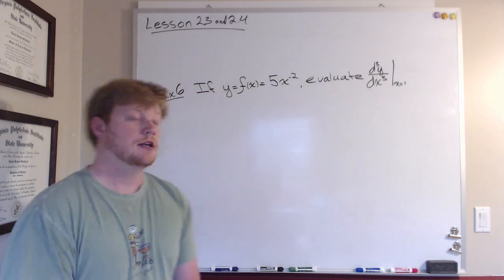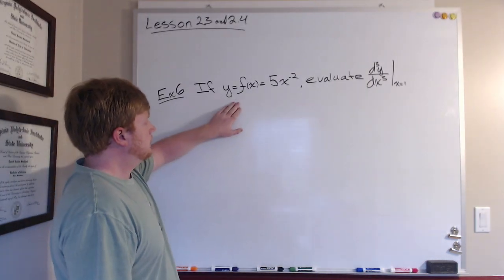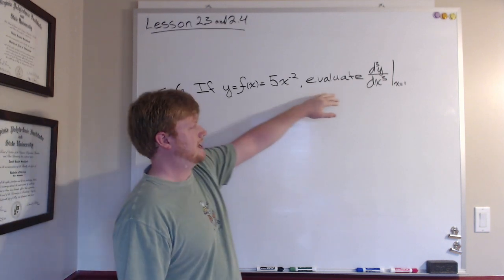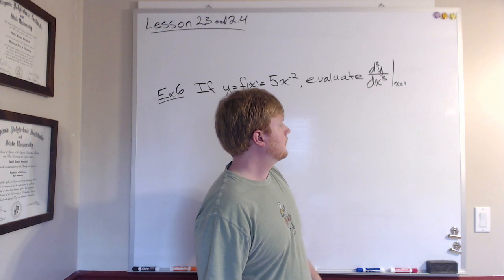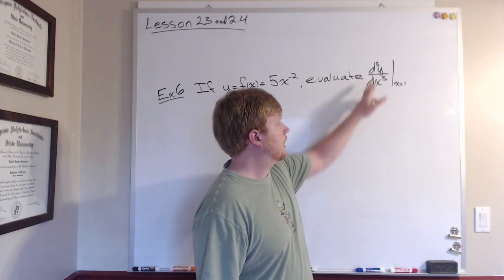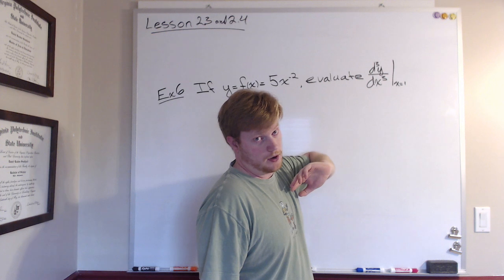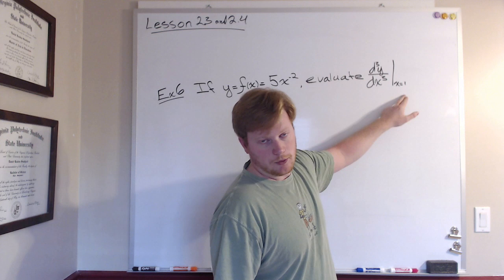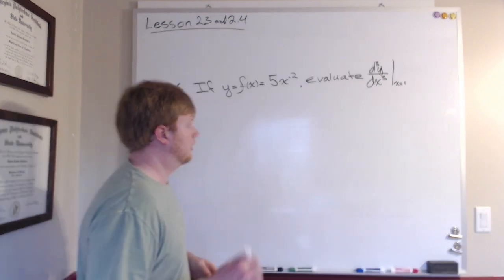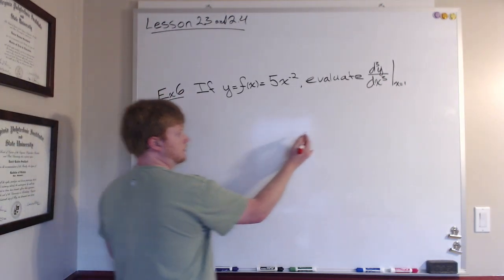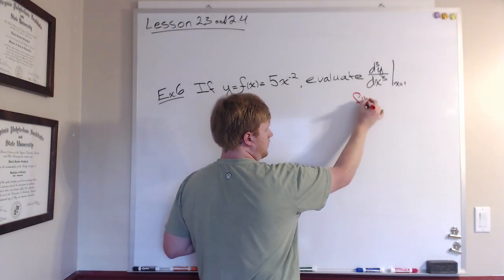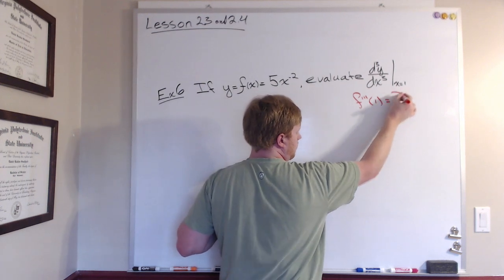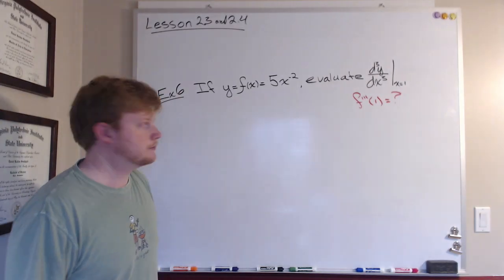Example 6 gives us a function f of x, or y is equal to f of x, 5x to the negative 2, and asks us to evaluate this funny looking thing. So if you're unfamiliar with this notation, again, this is the third derivative of y with respect to x, and it's telling me to evaluate where x is equal to 1. So maybe a more familiar notation to some would be, what is the third derivative of f evaluated at 1? That's really what we're looking for.